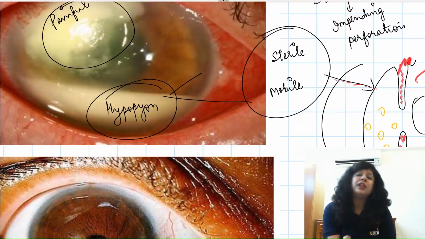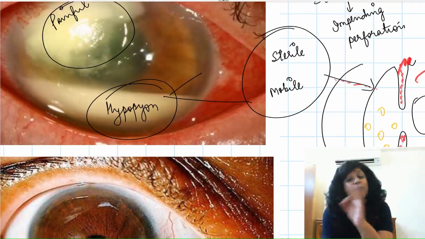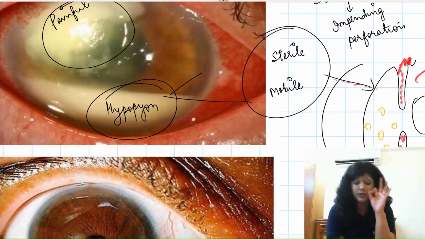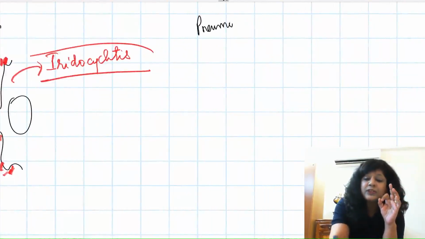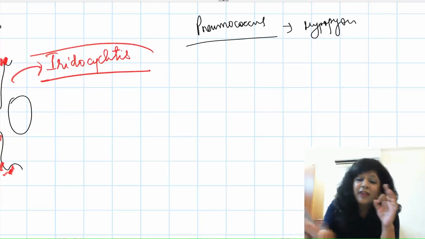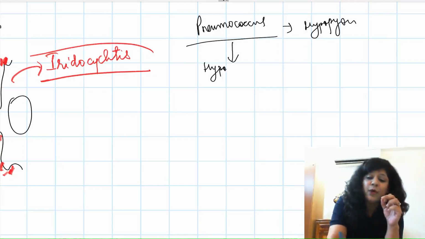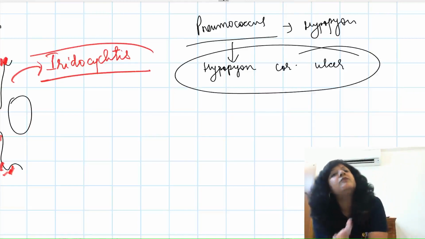Second important thing is that there are two bacteria which are producing the most dangerous hypopions. The most dangerous hypopions are produced by pneumococcus and pseudomonas. If both are given, ma'am, then you have to choose the pneumococcus. Now, what is the reason? The reason is that the pneumococcus always produces the hypopion. Now, because it always produces the hypopion, we have given the name of hypopion corneal ulcer. Because they always produce the hypopions, we say that it is a hypopion corneal ulcer because it always produces hypopion.